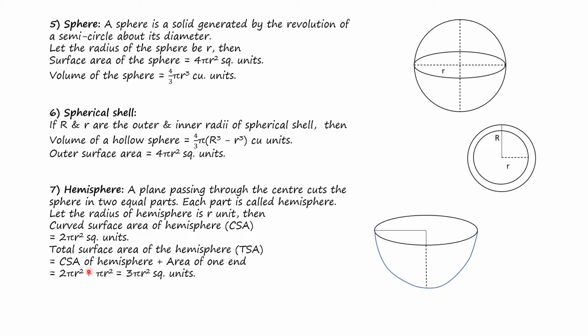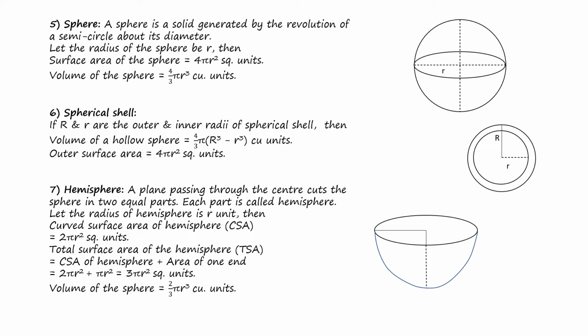Why is the curved surface area of the hemisphere 2πr²? Because the surface area of the sphere is 4πr², as it is the complete one. When we are taking one half, it is 4πr²/2, that is 2πr². This 2πr² represents this half portion, plus this upper circle. So it is 2πr² + πr², which equals 3πr². Volume of the hemisphere is equal to 2/3 πr³ cubic units.